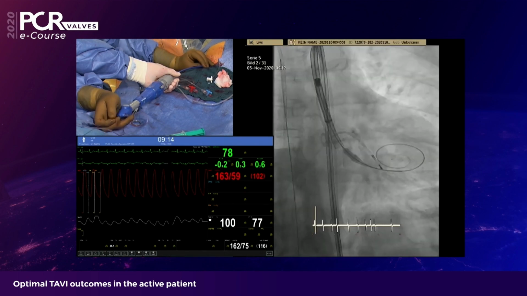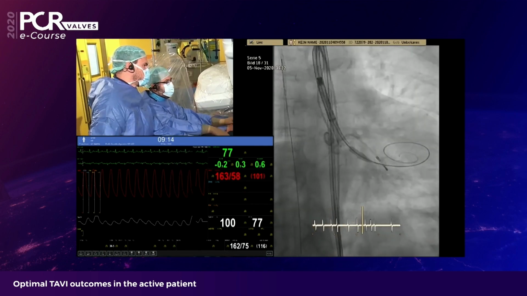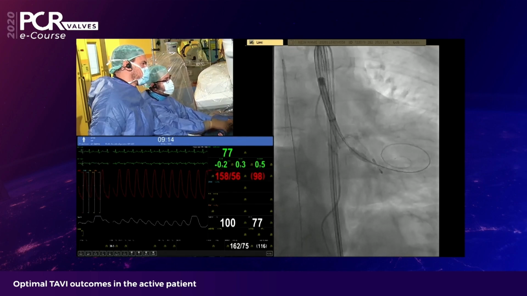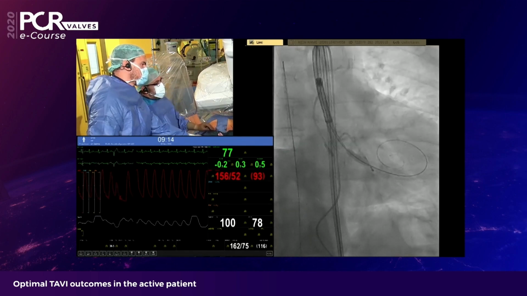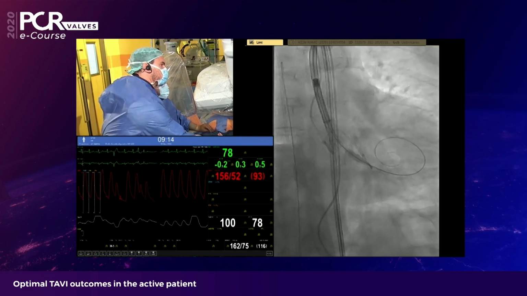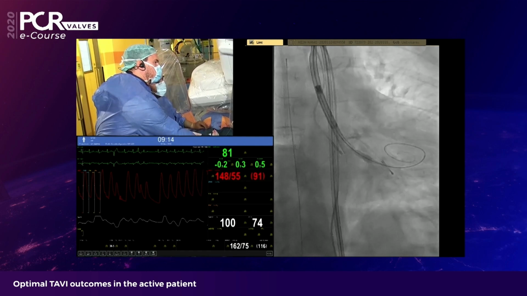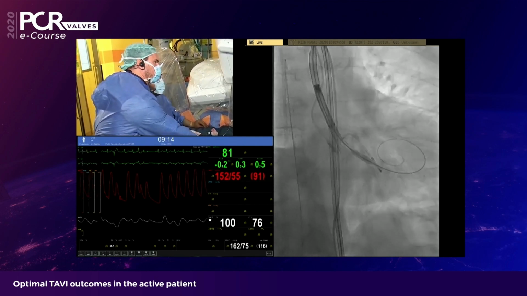You can see here that the pigtail is not perfectly in place, so we still need to optimize this. So we have to get the pigtail down. We'll go a little bit inside. This helps us also to maintain or to have better alignment. Okay, and then we continue.